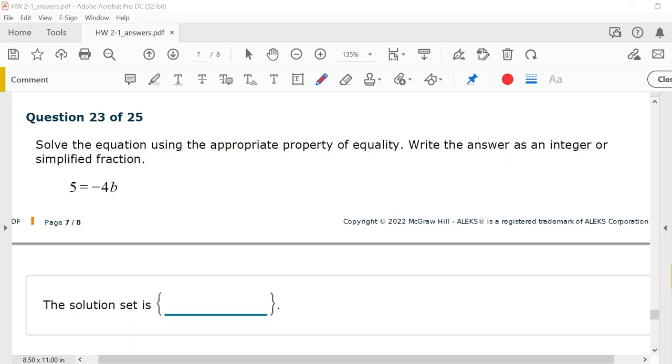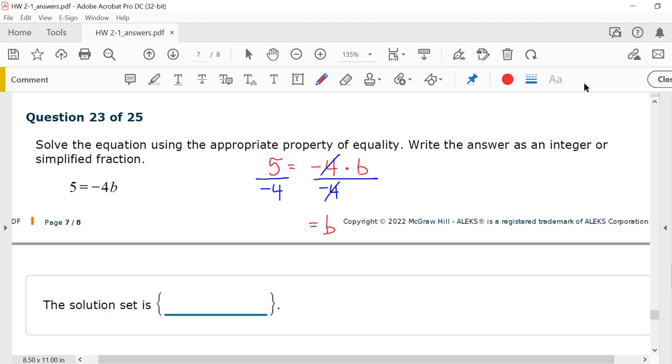Number 23, 5 is equal to negative 4b. That's really negative 4 times b. I need to divide both sides by negative 4. Negative 4 divided by negative 4 is 1. 1 times b is just b.